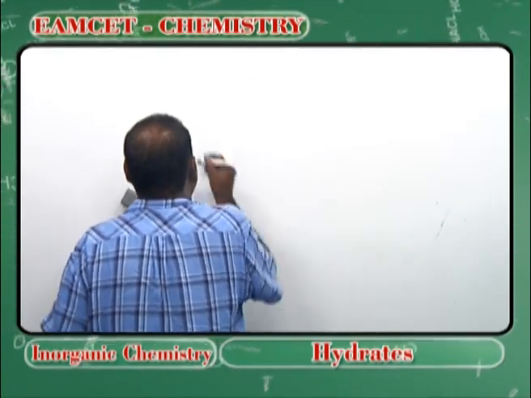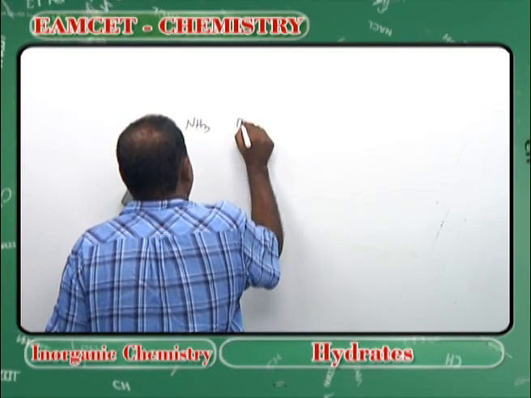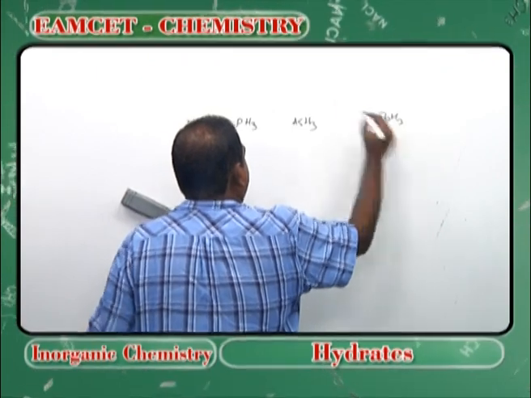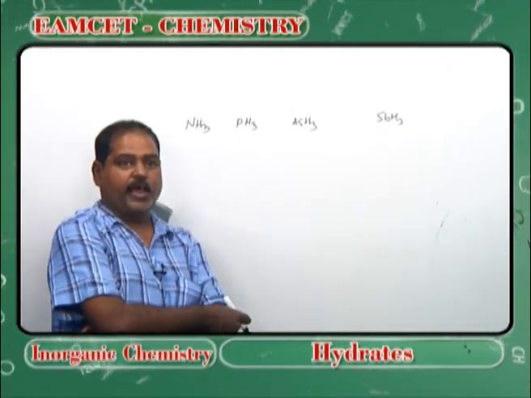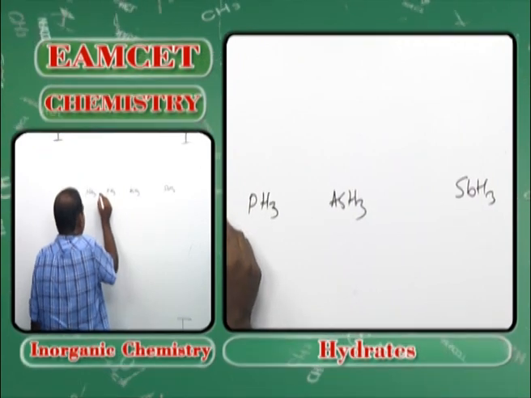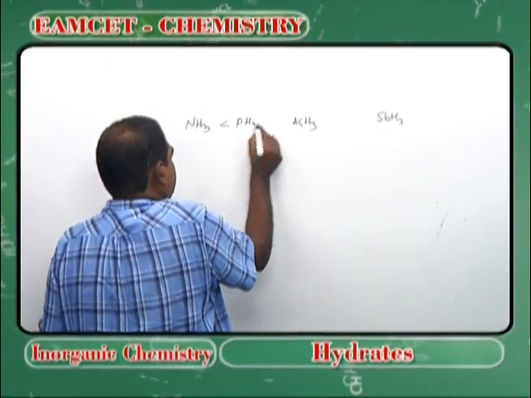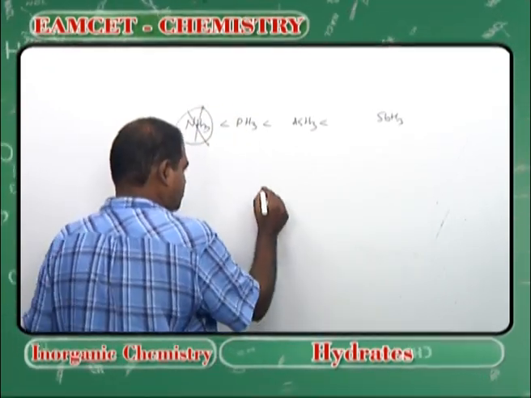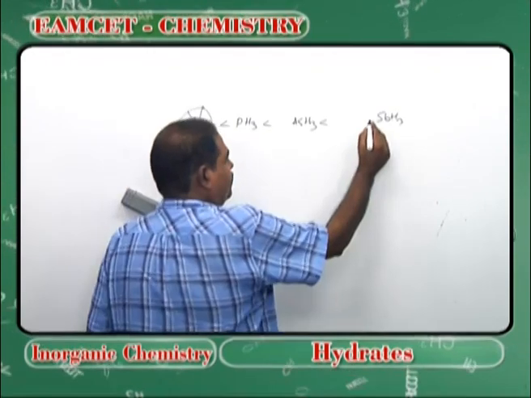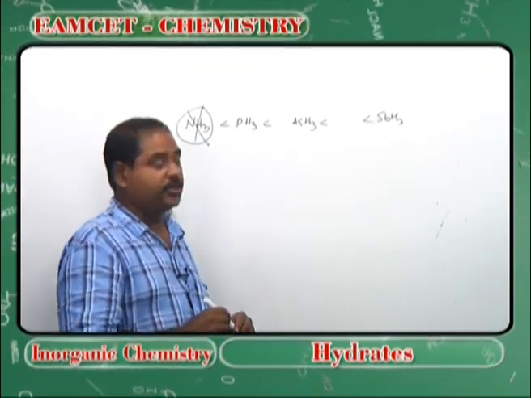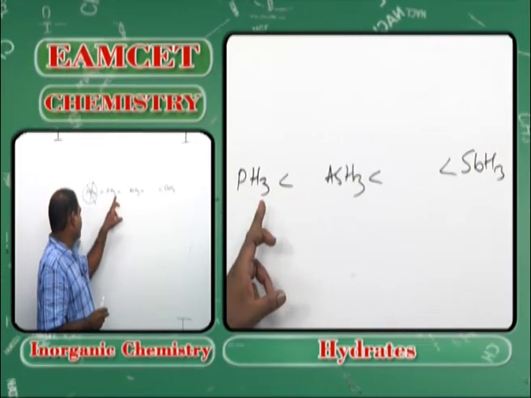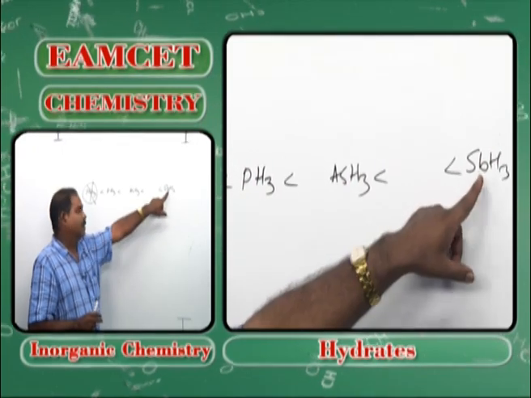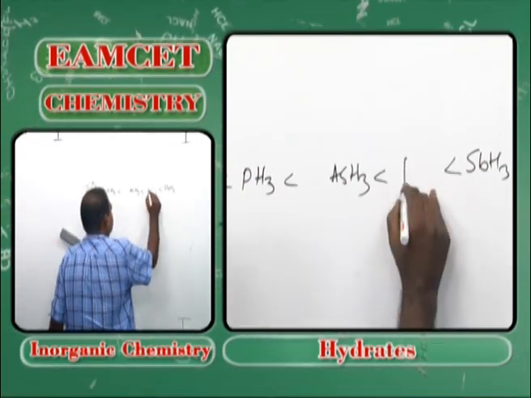Now, NH3, PH3, AsH3, SbH3. What is your expectation? As usual, you expect NH3, okay, mass. This is the expected order. But NH3, there is hydrogen bond. Therefore, because of hydrogen bond, intermolecular force of attraction, NH3 surpasses, overtakes PH3, AsH3, but perhaps it cannot surpass SbH3. Therefore, NH3 comes only 3rd.